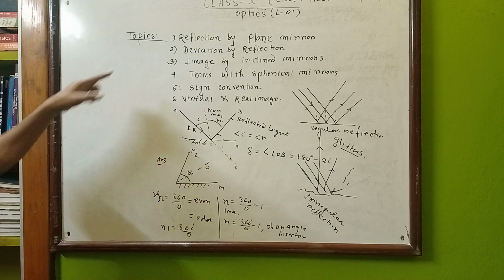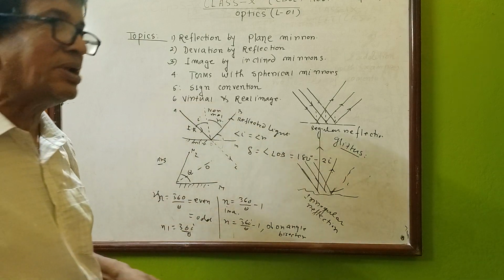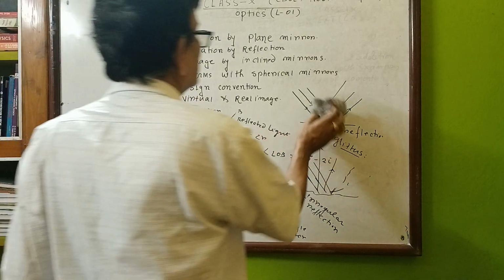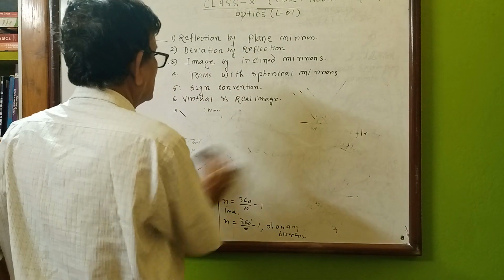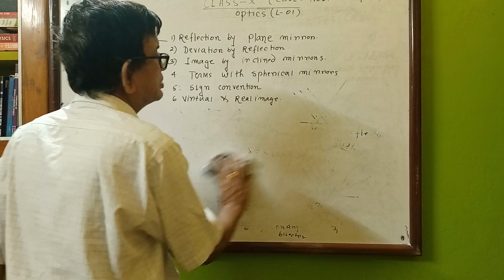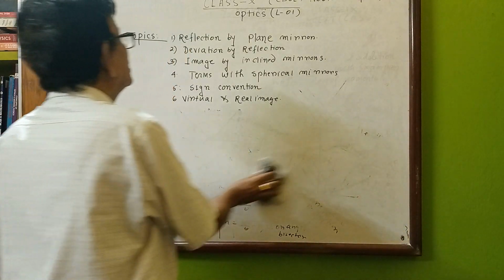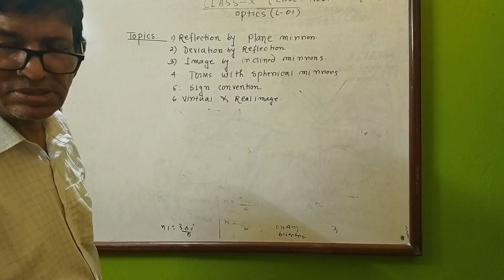Okay. So what I have taught you: reflection by plane mirror, deviation by reflection, image by inclined mirror, and now I am going to consider image formation by plane mirror characteristics. You remember, in a plane mirror, what are the characteristics.